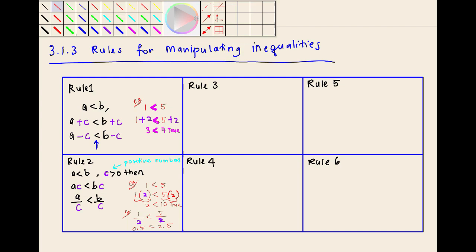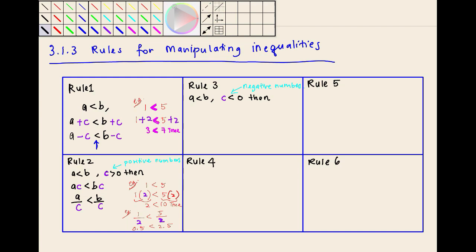Now we move on to rule number 3. Rule number 3 says, so if you have A is less than B, apa-apa nombor, A less than B, and then you have a C, dan C ini adalah less than 0. So that means C ini adalah negative numbers.